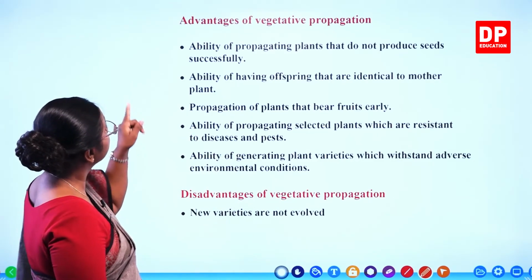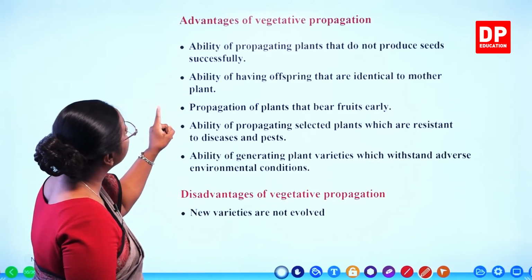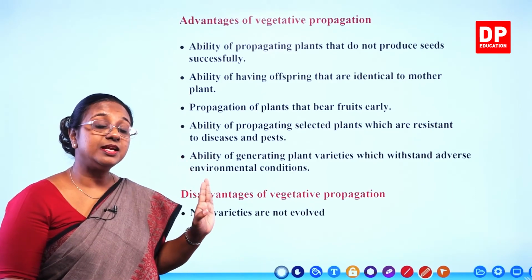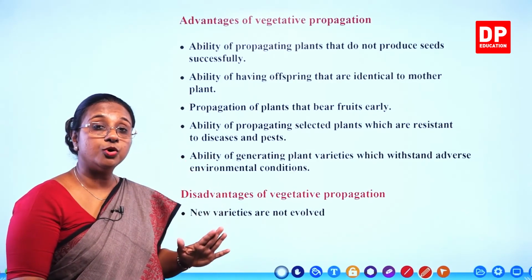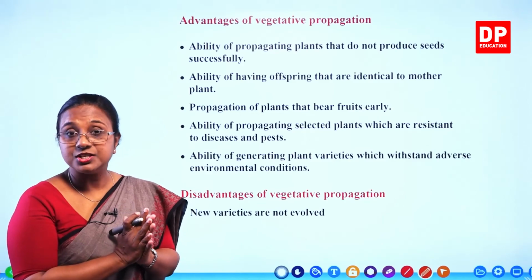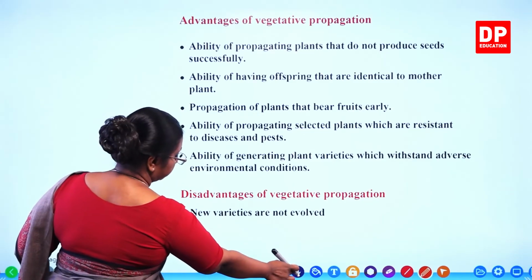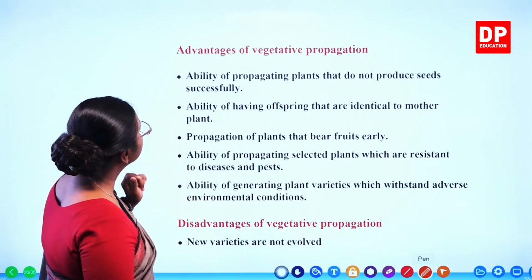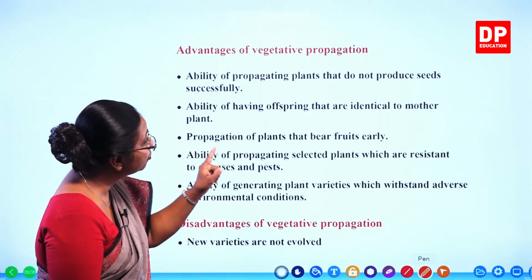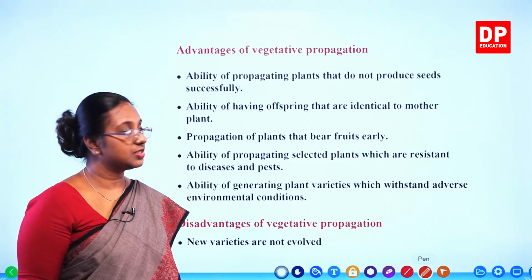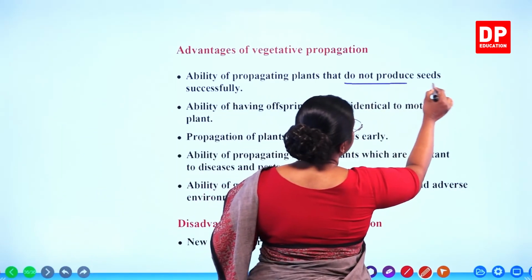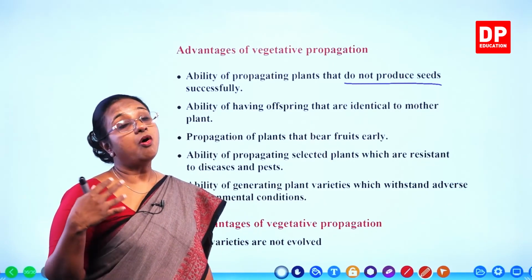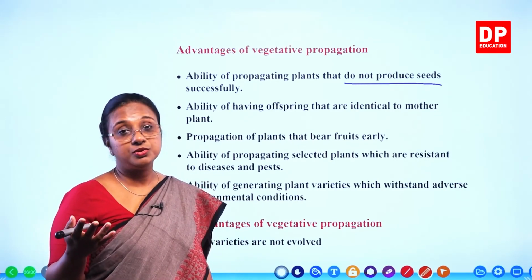So, now here we are going to discuss the advantages of vegetative propagation. So, when we just say vegetative propagation, it includes both natural and artificial methods. So, here, first one, ability of propagating plants that do not produce seeds successfully. So, you all know students, there are plants, for example, rose, shoe flower, or even herbs and all those plants.